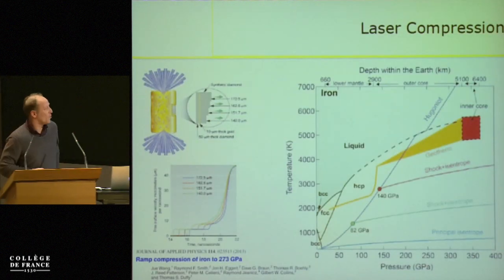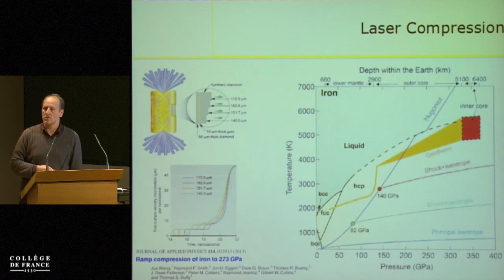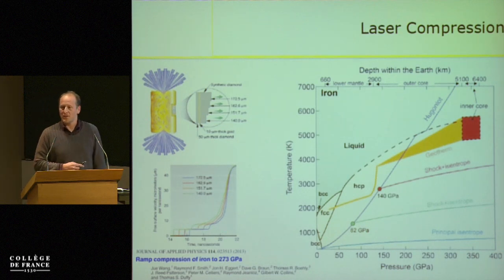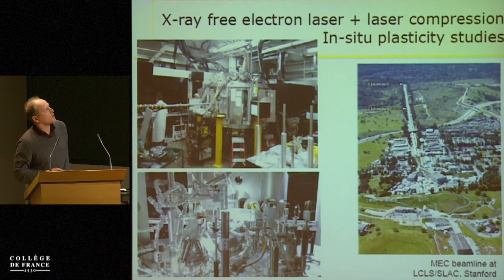I forgot to mention one issue when you do this experiment: the compression range is about 10 nanoseconds to do your measurement. And so it's a bit quick to do diffraction. When you want to do diffraction in 10 nanoseconds, you have to go to an instrument called the free electron laser. This is a free electron laser in Stanford.